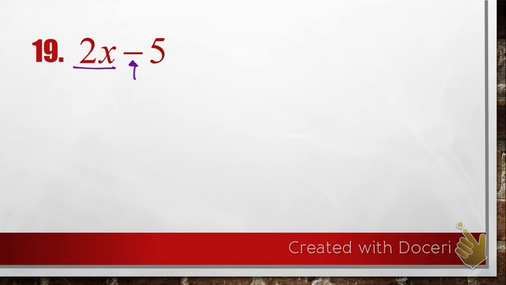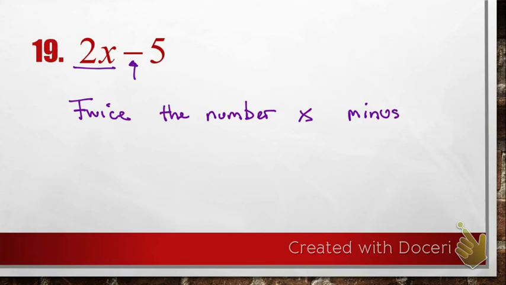I have twice the number x, and then I have also minus 5. So I'm going to go ahead and do twice the number x minus 5 as my algebraic expression.